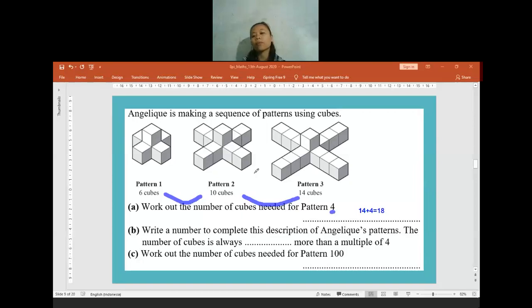How many is it? We have to add it by some number. So we check this is pattern 1, so we can check 4 times 1. 4 times 1 equals 4. And then we can check the difference between 4 and 6. The difference is 2. And then now if pattern 2, we check 4 times 2.